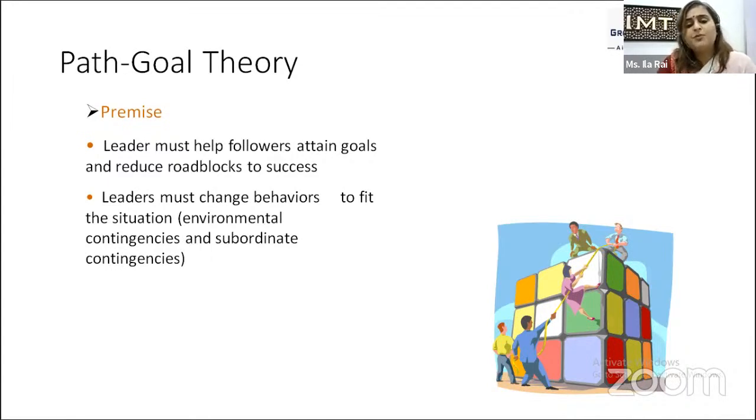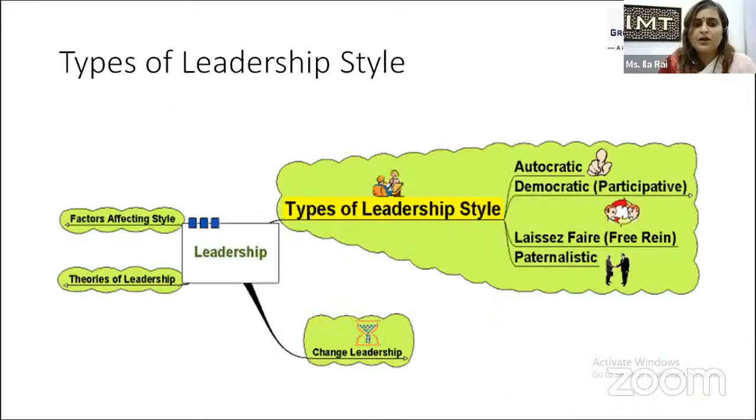Leaders must change the behavior to fit the situation. They have to remove any environmental contingency, and they have to remove any subordinate contingency beforehand so that the follower can achieve the goal perfectly or to the success.